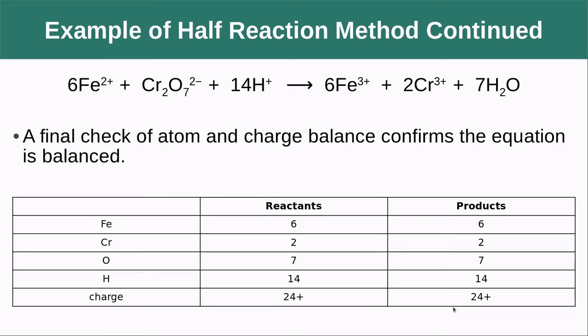In our final check, we will add up all of the different elements and atoms on both sides to make sure that we have the exact same amount in both the reactants and the products. And then we'll check the charge on both sides to make sure that they are equal.